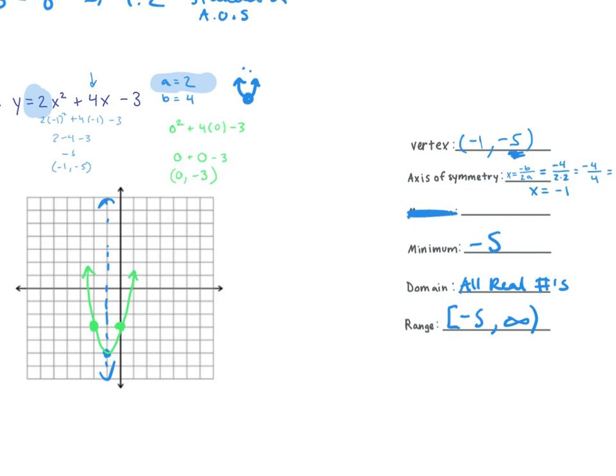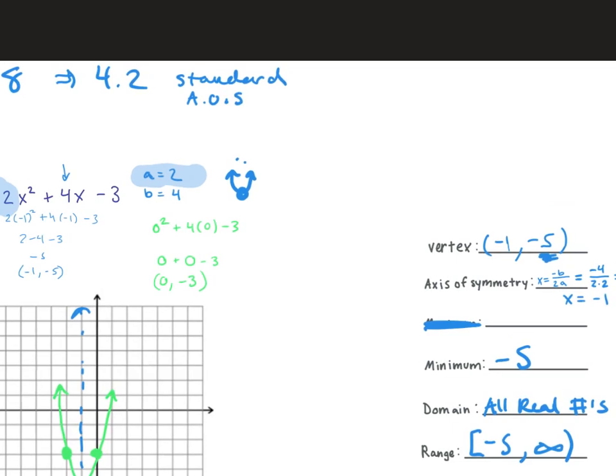So again, when it's in vertex form and standard form, you got to do it a little bit differently. Standard form, you start with your axis of symmetry, which is -b/2a. Vertex form, which are questions 1 through 4, you start with the vertex, which is h, k. So the second 4 are standard, the first 4 are vertex.